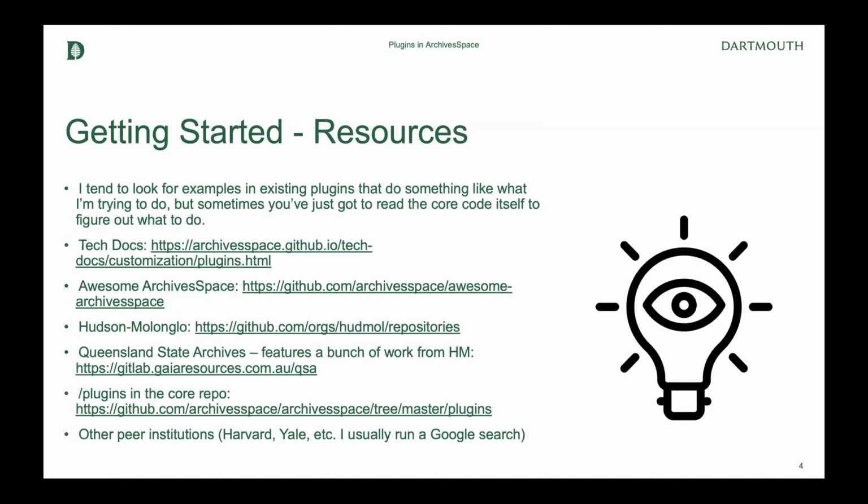That's another good resource. And then in the core repo, there's also a plugins directory where you can take a look at some of the examples there. And then there's also looking at other peer institutions that have done work. A lot of those are listed in Awesome ArchivesSpace, but some of them are not. So it's also always good to do a Google search of plugins, ArchivesSpace, whatever the institution is, perhaps, or just plugins ArchivesSpace.